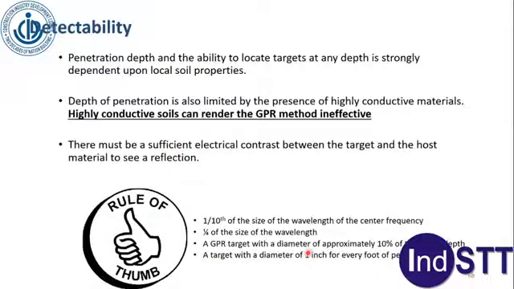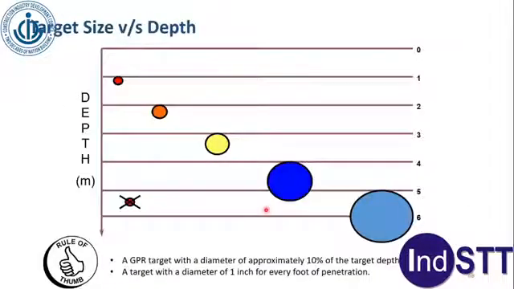There are a lot of details in this. I cannot really get into that, but it just depicts this. For example, this will be detected here, but if the same thing goes much deeper, it will not be detected. So to be detected at great depths, the size should be increasing.